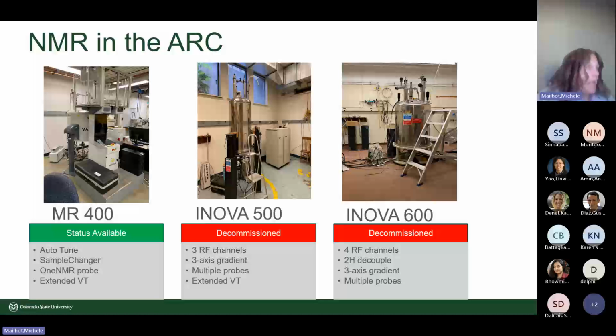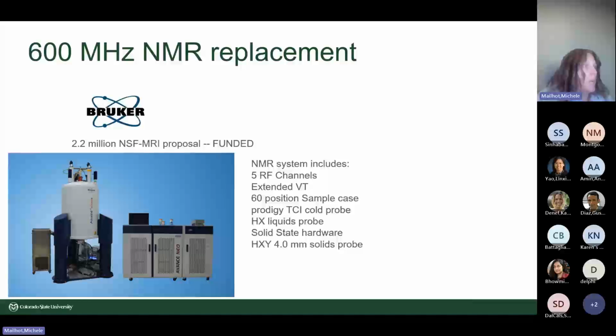So the plan is, we went after an NSF proposal with Nancy Levinger for a 600, and it actually got funded. So we will be getting a new 600. It's a 5-channel system with extended VT. It has a 60-position sample case, a Prodigy TCI cold probe, so that's an HCN probe, and a broad-banded HX liquid probe, and it will have solid-state NMR capabilities with a 4 millimeter solids probe. So this is fantastic. They're saying maybe 9 months out once you order. So it will be a while, but it will be here.